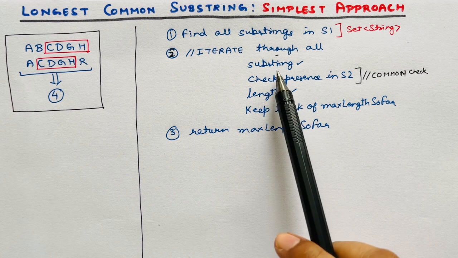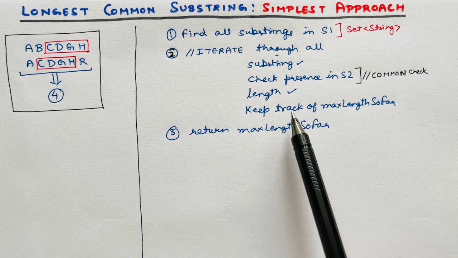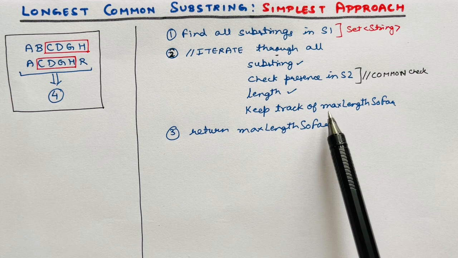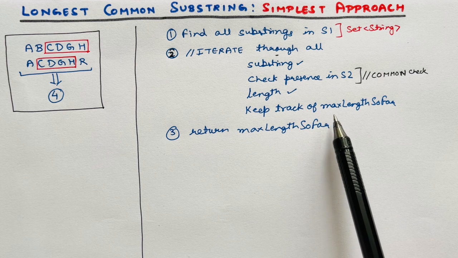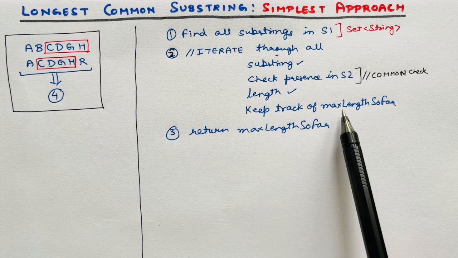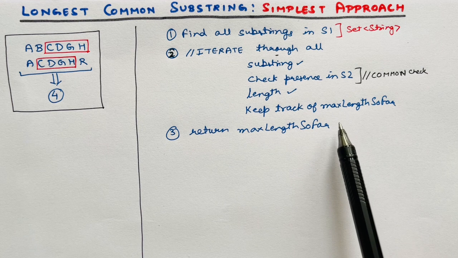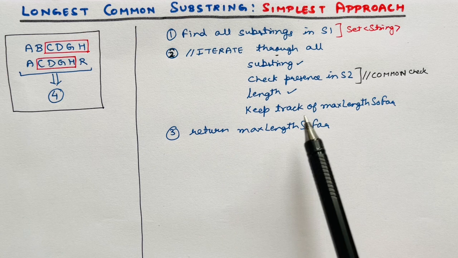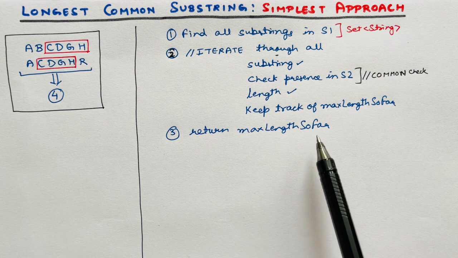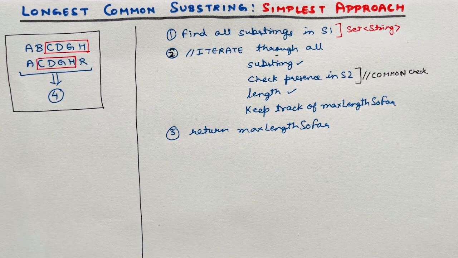Now since we have the substring, we know its length. To track the longest, we will need another variable whose purpose will be to track the longest substring seen so far. So if this length is greater than the max length seen so far, then we will update this variable. Once we are done with all the iterations, we can simply return the max length so far. And this will be the length of the longest common substring between the two strings.